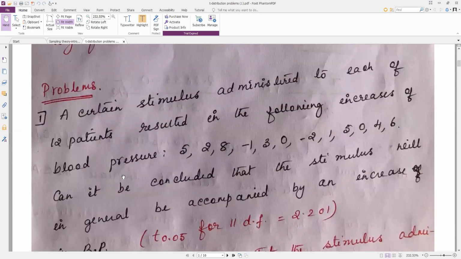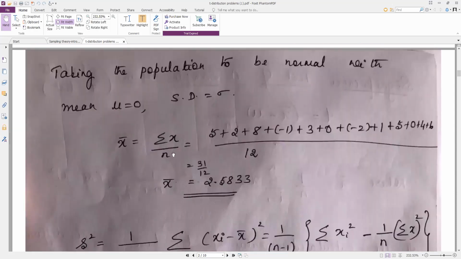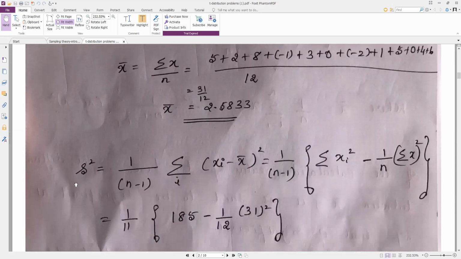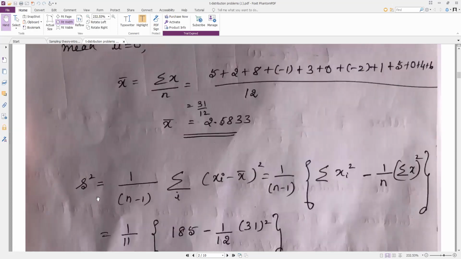What is X bar? They have given the 12 patients' increase in blood pressure. So add these and divide by 12: sigma x divided by n. That gives you 2.5833. Then how to calculate the standard deviation sigma or S? Sigma is the same as S. The formula is 1 by n minus 1, summation of xi minus x bar the whole square. You can use either formula. Let me use this itself.